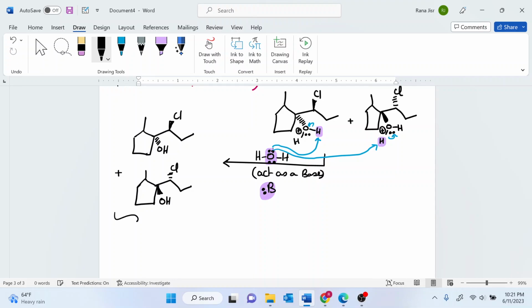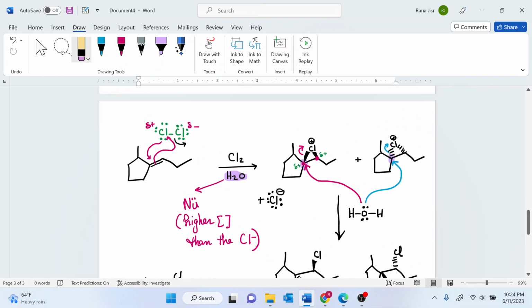So notice, what did I form? These two are going to be what? These two are going to be enantiomers, and they are enantiomers because they differ by both chiral centers. So I have two chiral centers in there. Do the configuration for both chiral centers, and they are going to be different configurations. So these are going to be a pair of enantiomers.